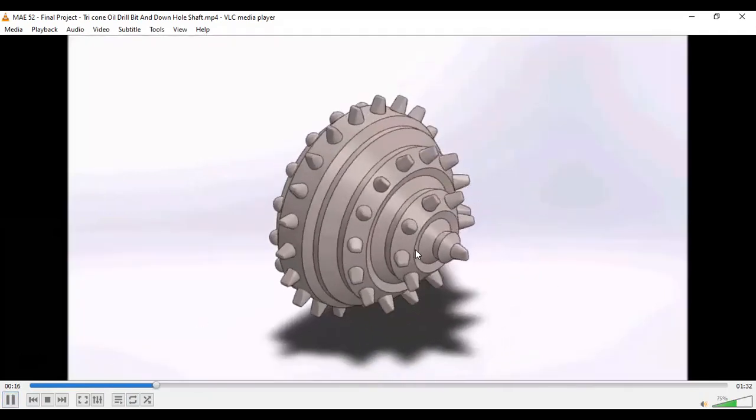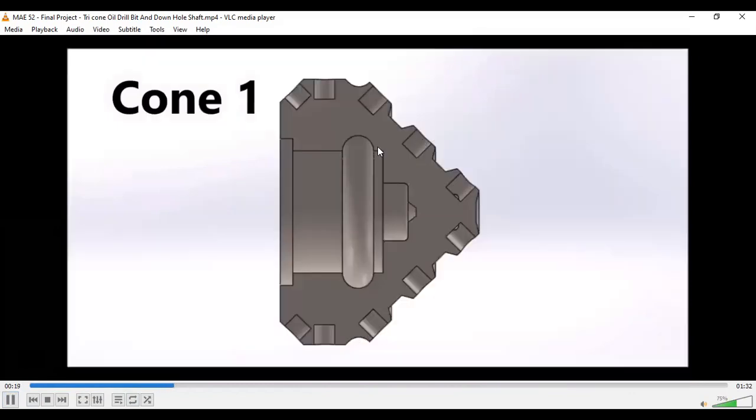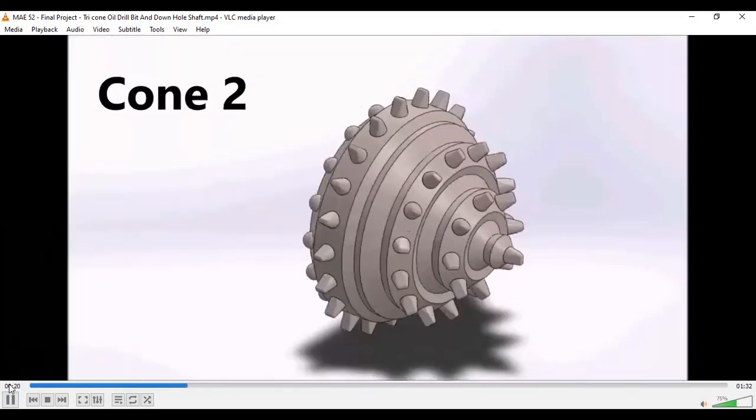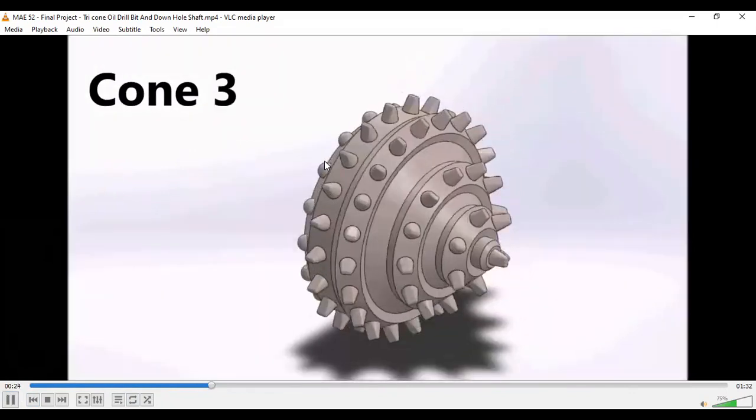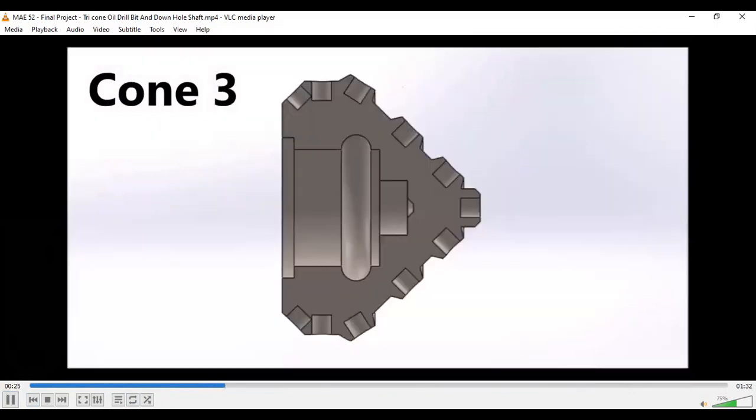To extract crude oil. For this build, I started with the roller cones. Although it is difficult to tell, each of the three cones has a distinctly unique geometry in order to perfectly mesh without interference as they rotate at high velocity. So these are the teeth from outside, and it has a bearing inside here.